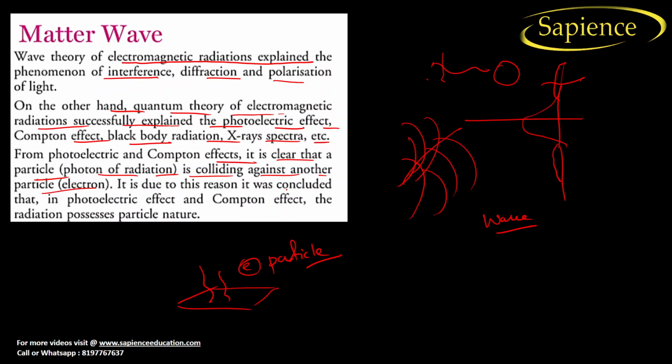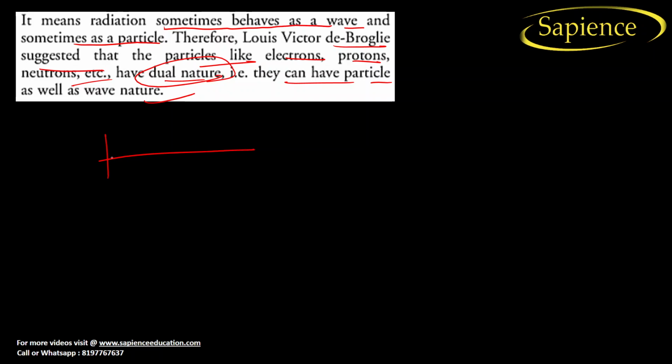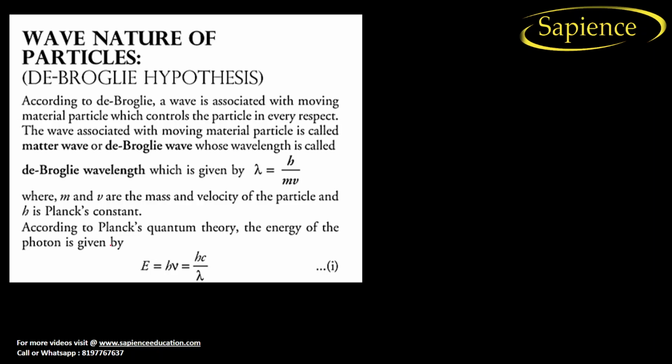So it is due to this reason that it could be concluded that the photoelectric effect and quantum effect of radiation show particle nature, right? It means that radiation sometimes behaves as a wave and sometimes as a particle. Therefore, Louis de Broglie suggested that particles like electrons, protons and neutrons etc. have a dual nature, and they have particle as well as wave nature. So it will sometimes behave as a wave and sometimes as a particle. That's why it is considered the dual nature of matter.